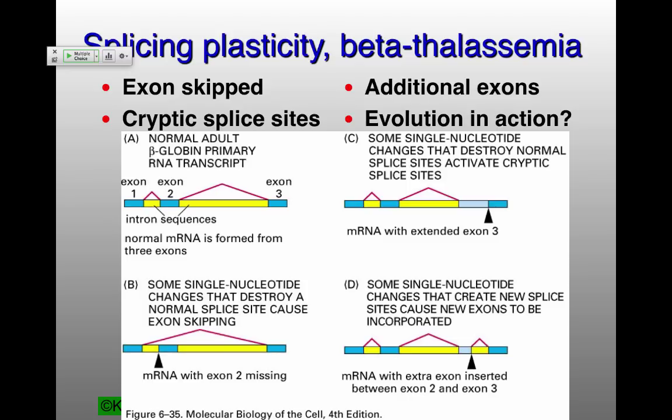So why should we care about all of these things? Turns out that probably 10% of genetic diseases in humans are due to differential splicing that takes place. And one of the classic examples of this is beta thalassemia.